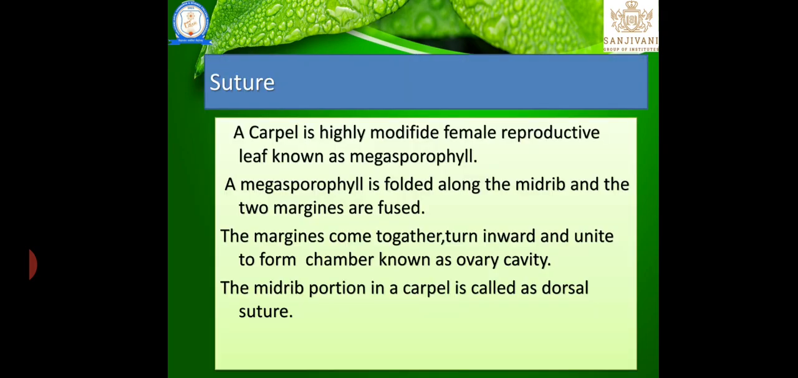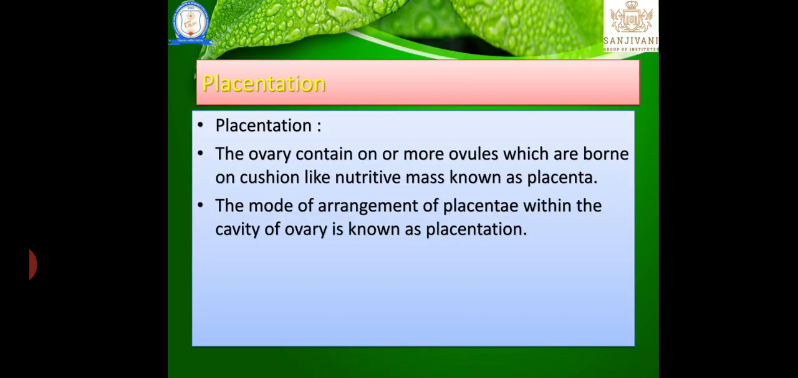We can see the suture. The carpel is a highly modified female reproductive leaf known as the megasporophyll. The megasporophyll is folded at the midrib, the two margins are fused, the margins come together, turn inward and unite to form a chamber known as the ovary cavity, and the midrib portion of the carpel is known as the dorsal suture.